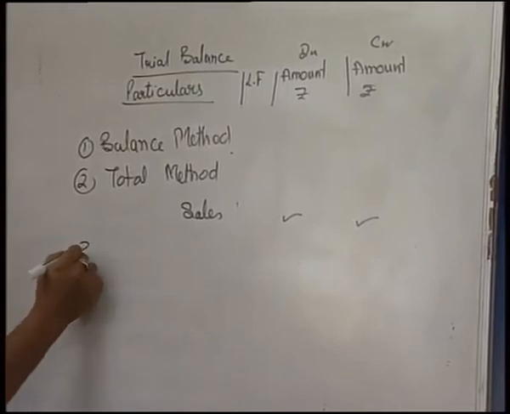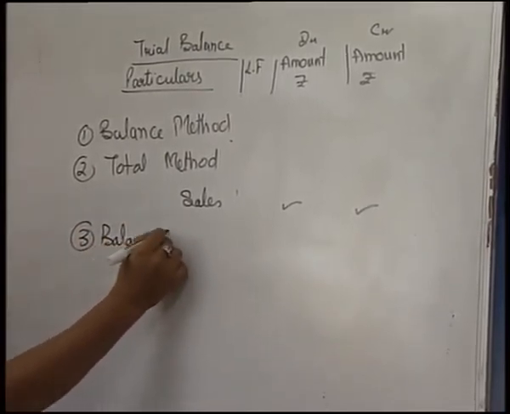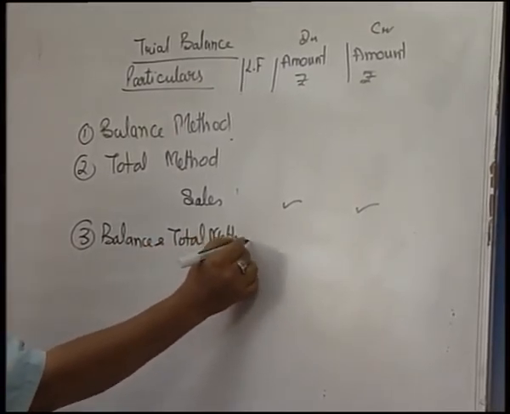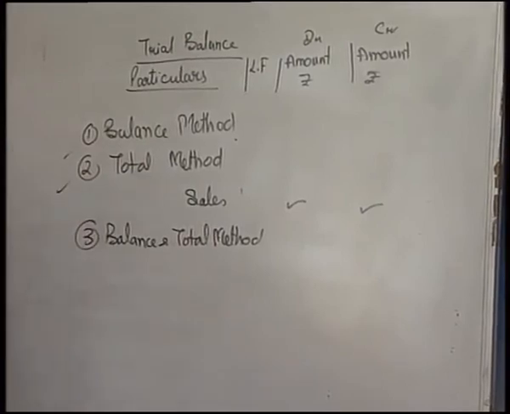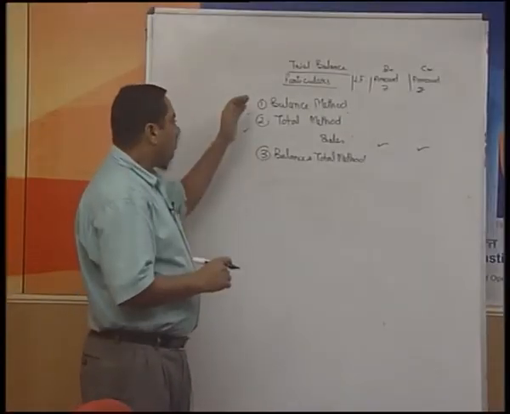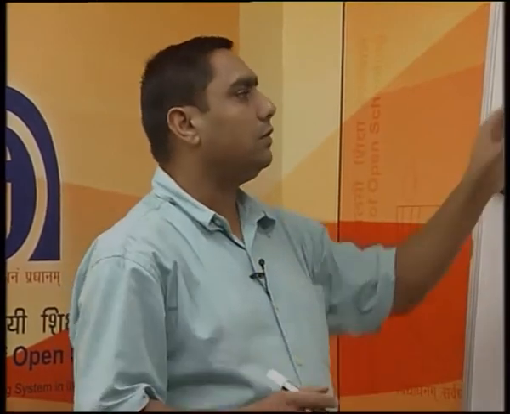There could be a third method which is known as the balance and total method. This is simply a combination of the first two methods, in which we are going to write even the balances as well as the totals. So, these are the three methods which can be used by you while preparing the trial balance, but in most of the cases we are simply going to use the balance method.